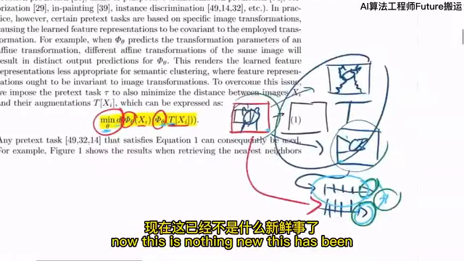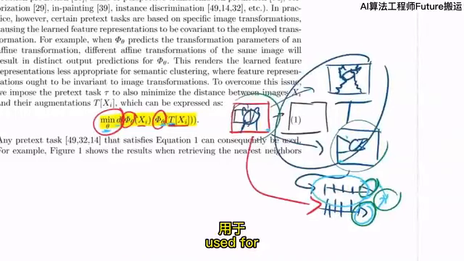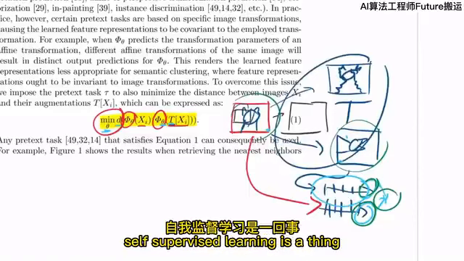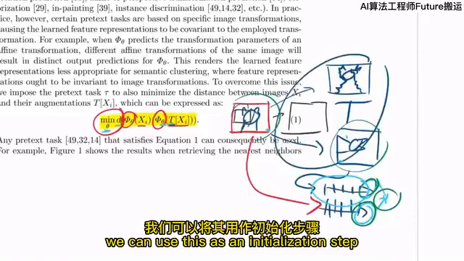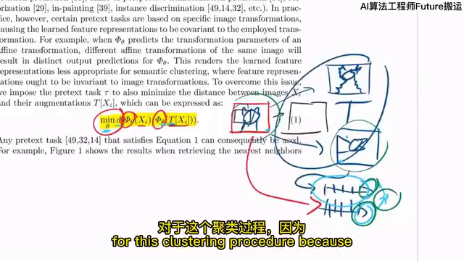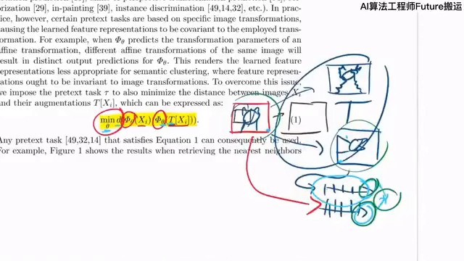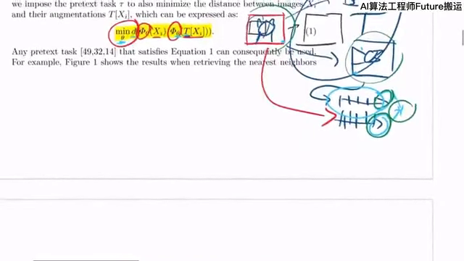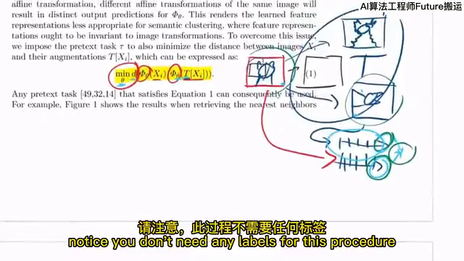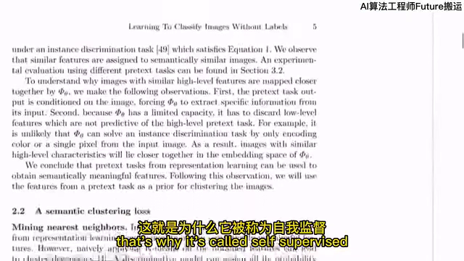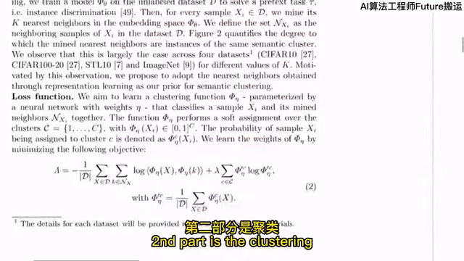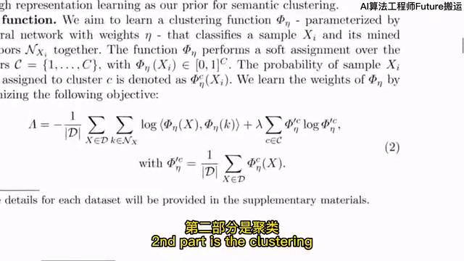Now, this is nothing new. This has been used for a couple of years now to get better representations. Self-supervised learning is a thing. But they basically say we can use this as an initialization step for this clustering procedure, because if we don't do that, we focus on these low-level features. Okay, and notice you don't need any labels for this procedure. That's why it's called self-supervised. Okay, so the second part is the clustering.